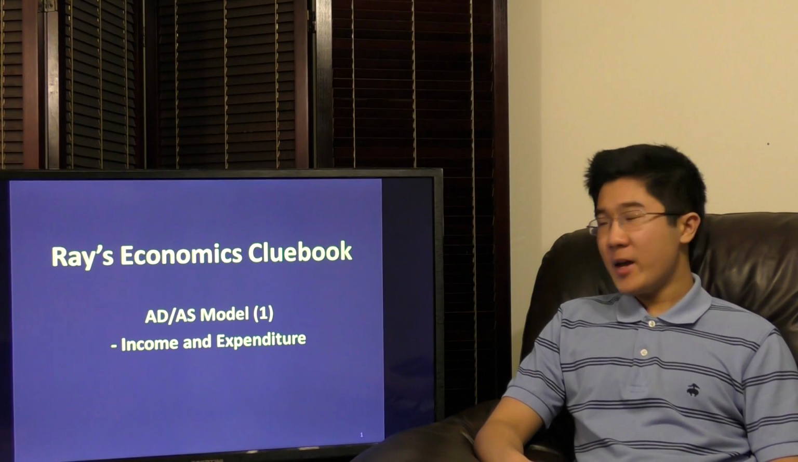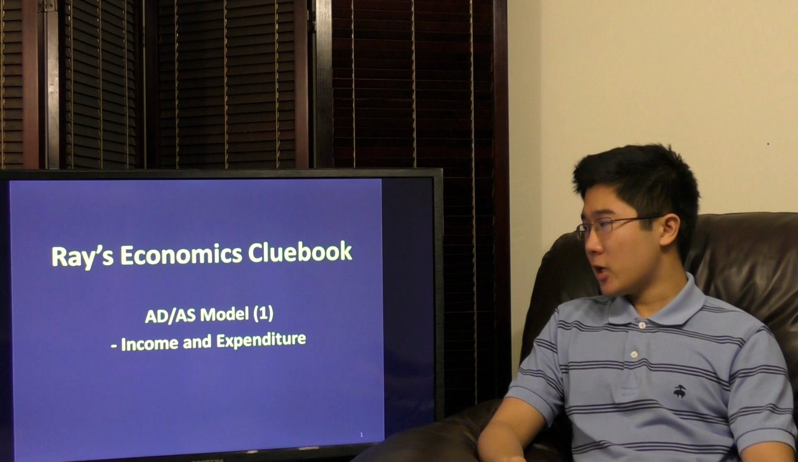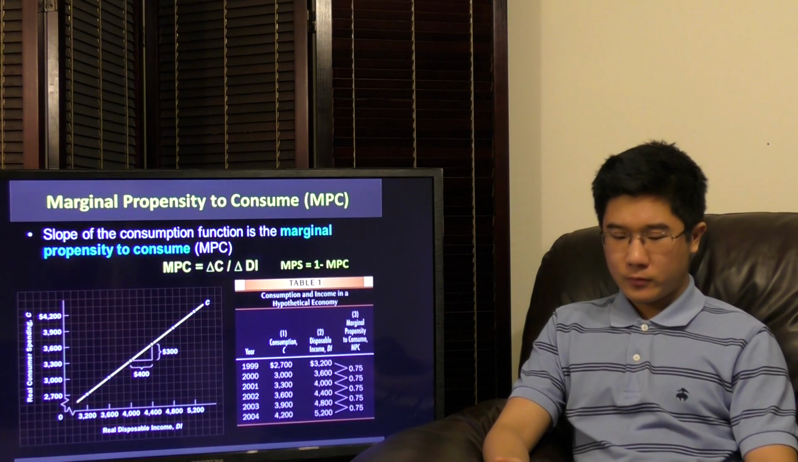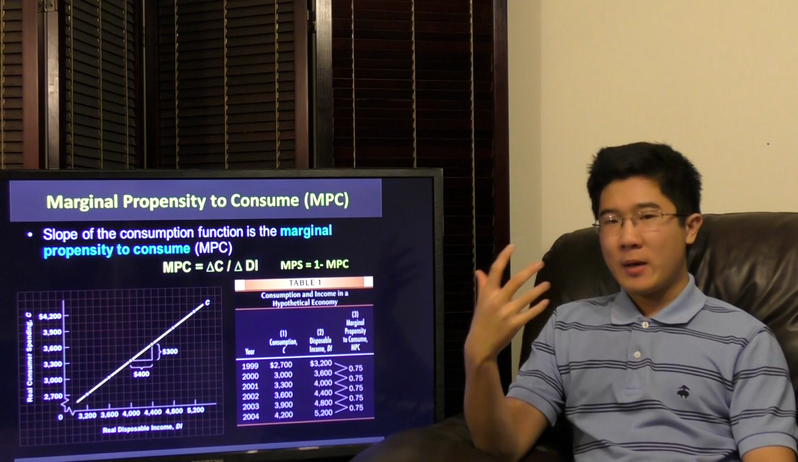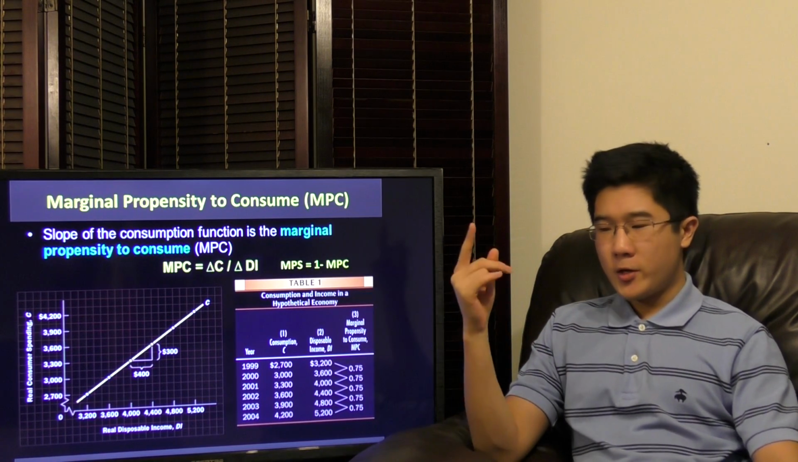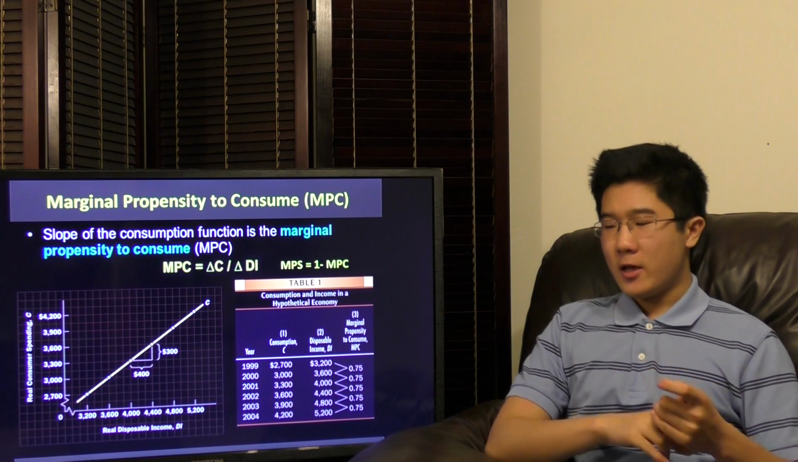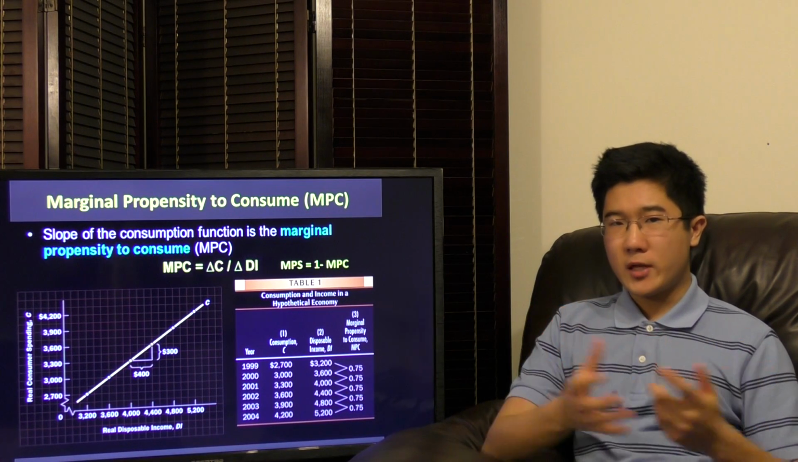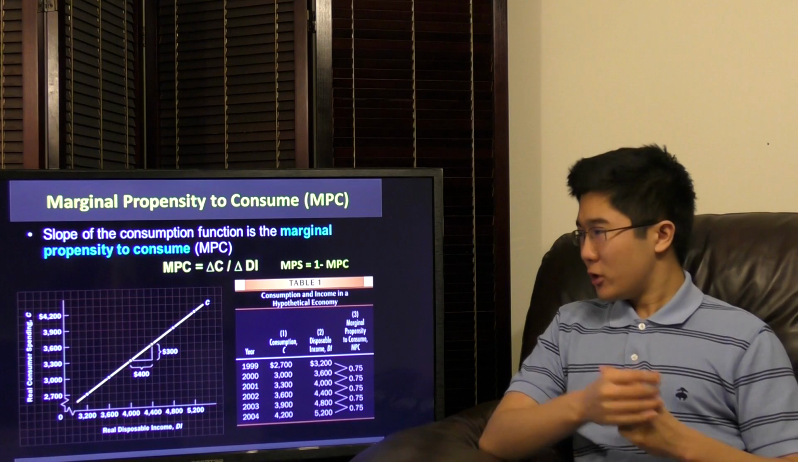Today, we'll be talking about our AD-AS model and how income and expenditure affect it. First of all, when it comes to consumer spending, there are two factors that affect the consumer: the marginal propensity to consume (MPC) and the marginal propensity to save (MPS), and they both add up to 1, or 100% of the disposable income. So basically, look at this graph.